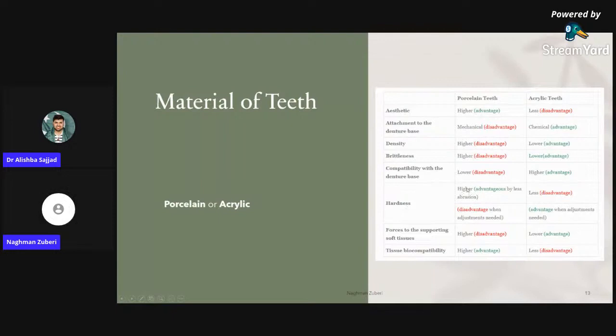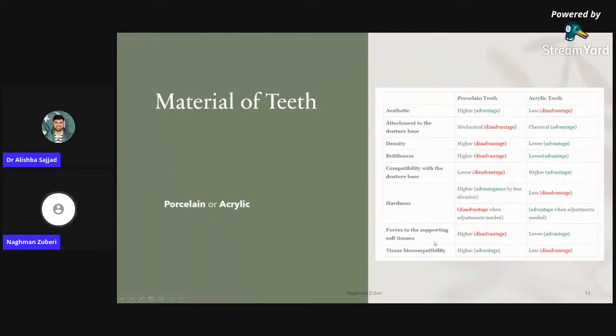Hardness. It is higher, which is advantageous by less abrasion of the denture teeth. Whereas acrylic teeth can get abraded if they are facing the natural dentition or any porcelain crown or porcelain bridge or any other restorative material. But hardness is also a disadvantage for the porcelain teeth. Adjustment would be very, very difficult. Whereas acrylic teeth can be adjusted very easily.